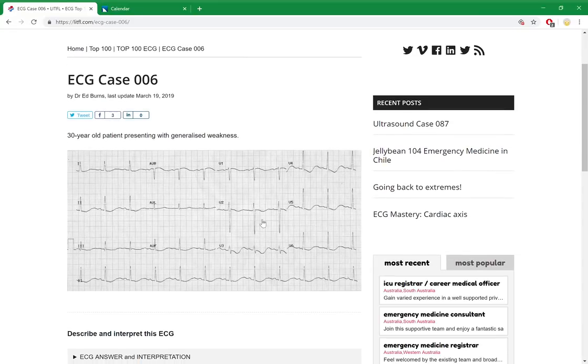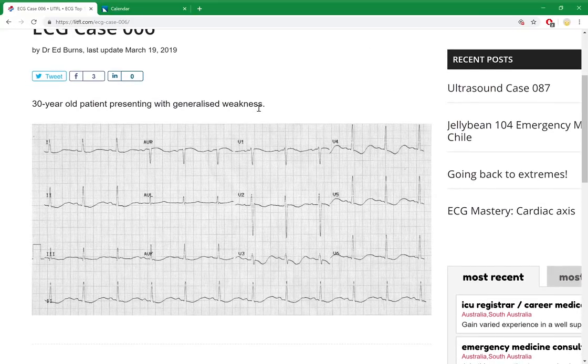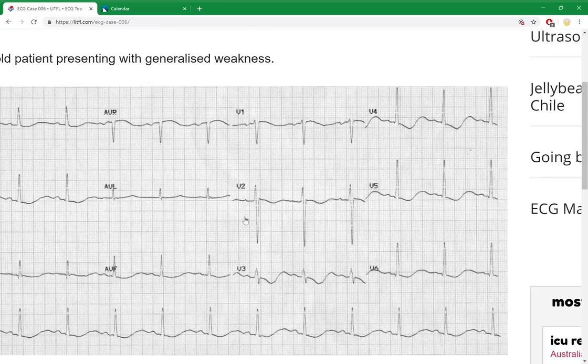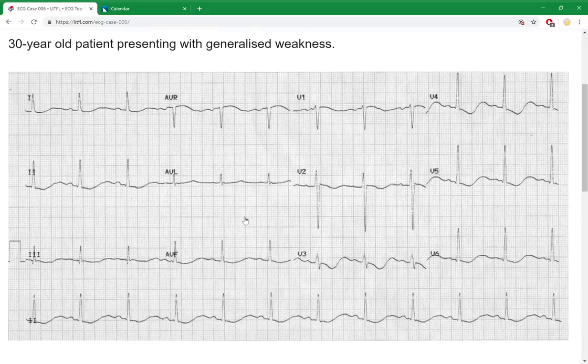All right, number six, 30-year-old patient presenting with generalized weakness. So keep that in mind, 30-year-old patient, generalized weakness, that's all you know. You're handed the EKG, and what do you see? Take 10 seconds, just look for the weirdest looking thing between the P wave, QRS, the ST segment, and the T wave.